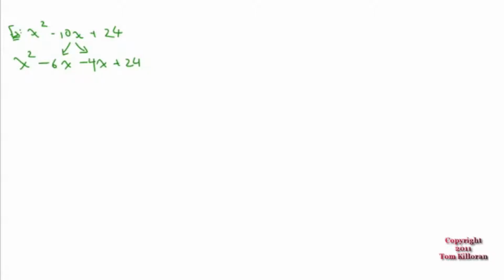You can't just rush ahead with these things. You have to check yourself at every step to make sure you're picking the right stuff. And then when you pull out the GCF of the first two, you yank out x. Left behind is x minus 6. When you pull the second two, you have to pull out a negative 4, and left behind is x minus 6. And then finally, pull out the x minus 6, leave behind x minus 4.